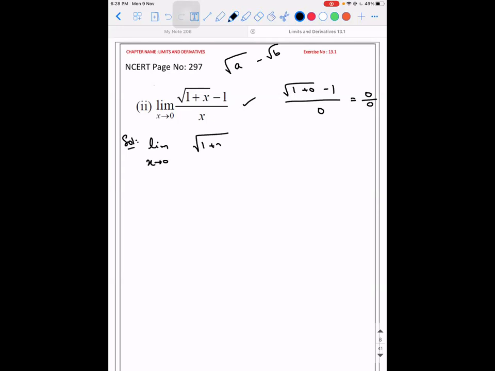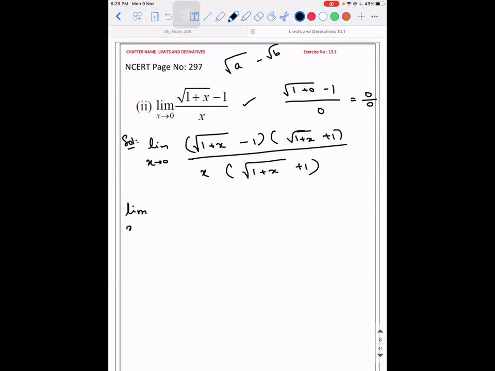That is (root of (1 + x) - 1) into (root of (1 + x) + 1) divided by x into (root of (1 + x) + 1). I hope everybody knows the meaning of conjugate. So conjugate of a minus b is a plus b. So limit x tends to 0. If you observe the numerator, if I take this as a and this as b, (a - b)(a + b) is a^2 - b^2. So the square of root of (1 + x) is 1 + x, minus 1 square is 1, divided by x into (root of (1 + x) + 1).